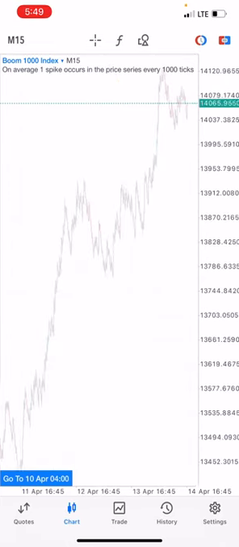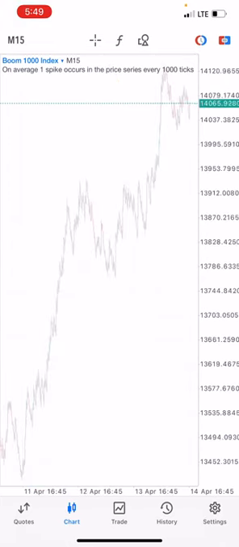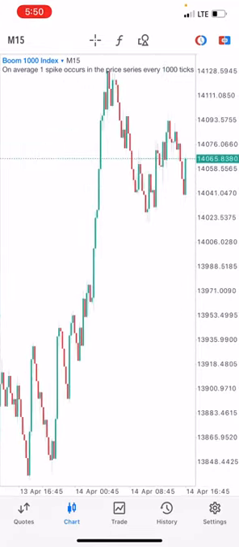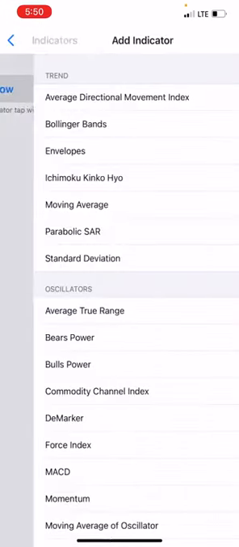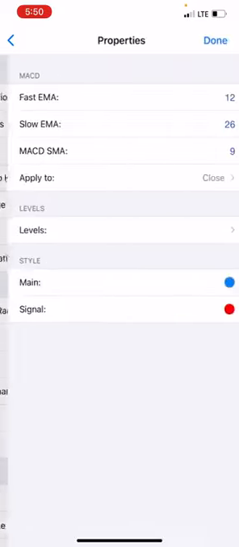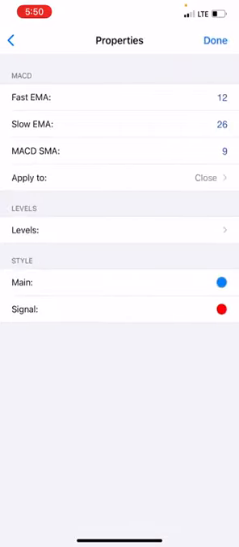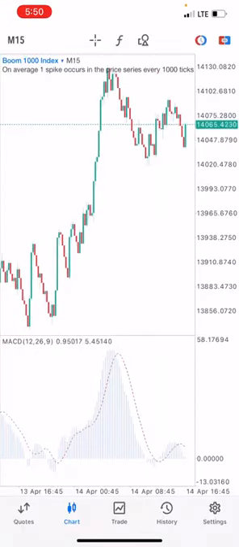First of all, you can use any zoom level for this strategy, but I prefer using the third zoom level, which is currently on my screen right now. Then the two indicators that you will need for this strategy: first of all, you will need the MACD. Guys, you know the MACD is a very powerful indicator. You can see the parameters. The fast EMA is 12, the slow EMA 26, MACD SMA 9. Apply to close. The levels, the main blue, the signal red. You click done. This is our MACD.